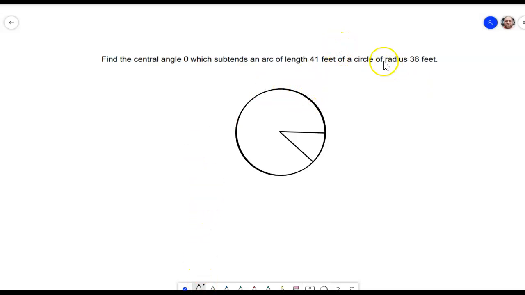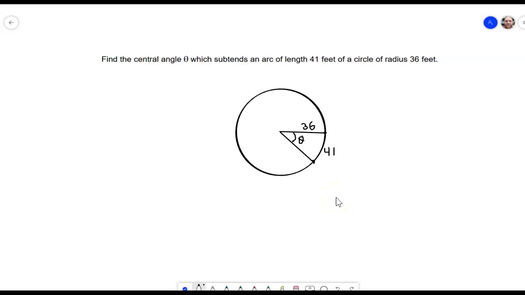So what am I looking out for? The radius is 36 feet, so this distance here is going to be 36. That's the distance from the center out to a point on the outside of the circle. And the distance 41, I realize this is not drawn to scale, is the distance from here to here. That's the arc length. We're trying to find the central angle, theta. So this is what we're looking at.